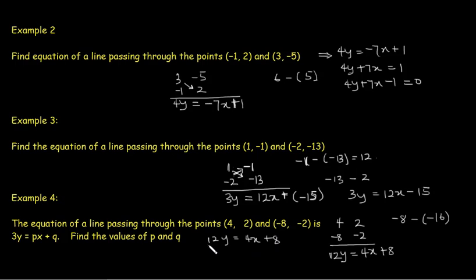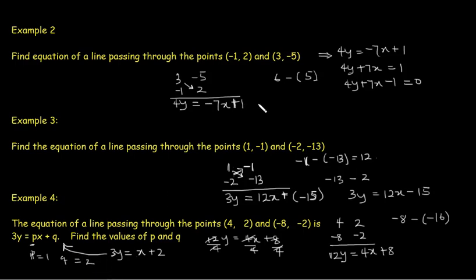Now we can divide through by 4. So we divide through by 4, and we have, let me write it right here, 3y = x + 2. So comparing this to that, we know that p is equal to 1 and q is equal to 2.